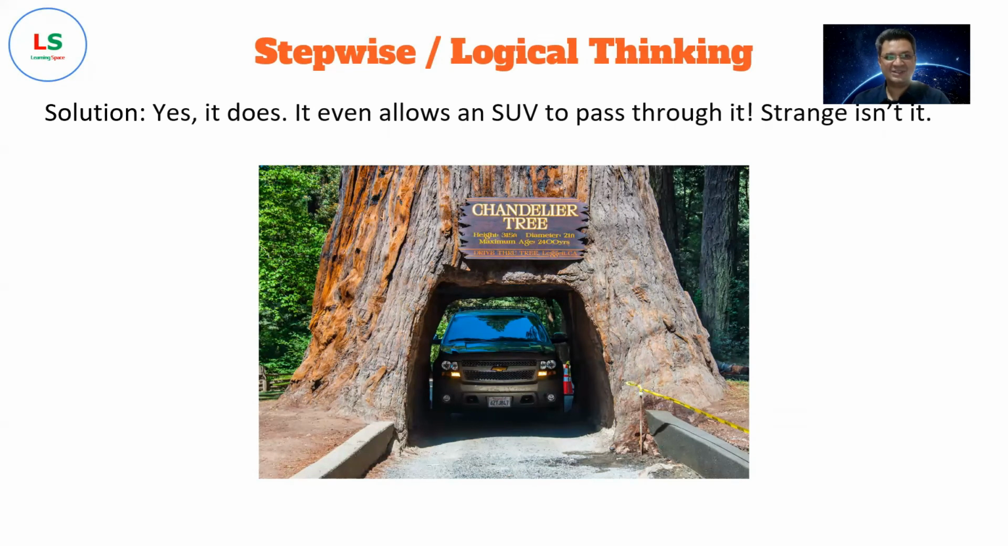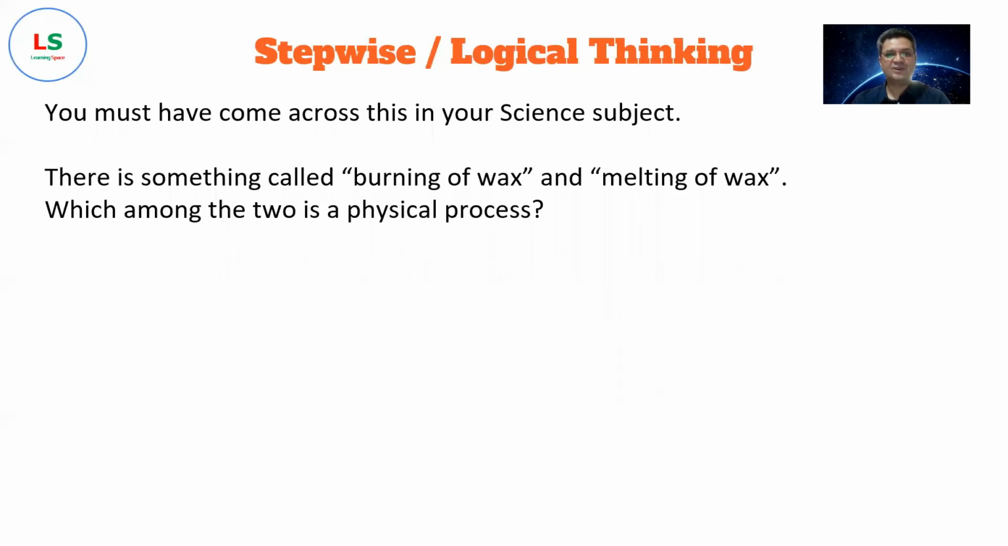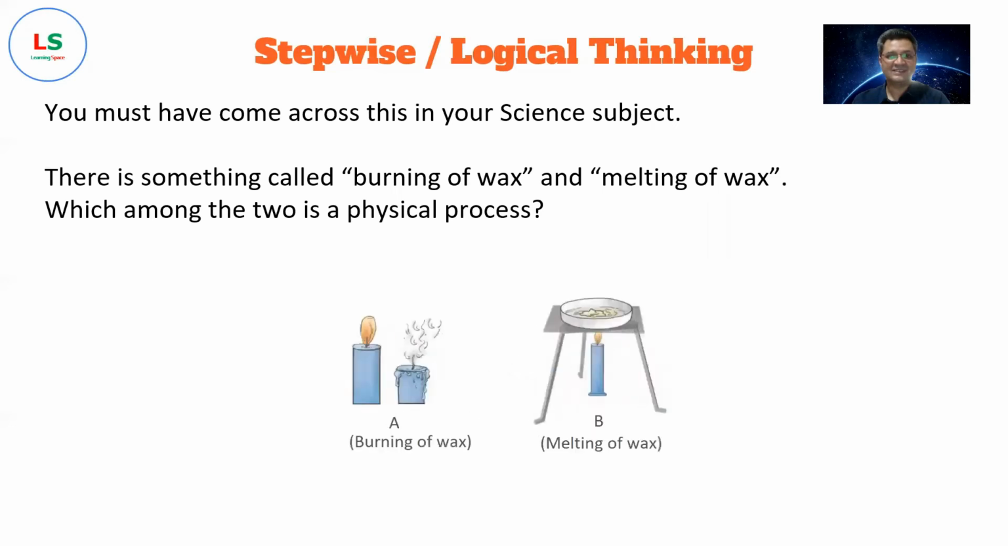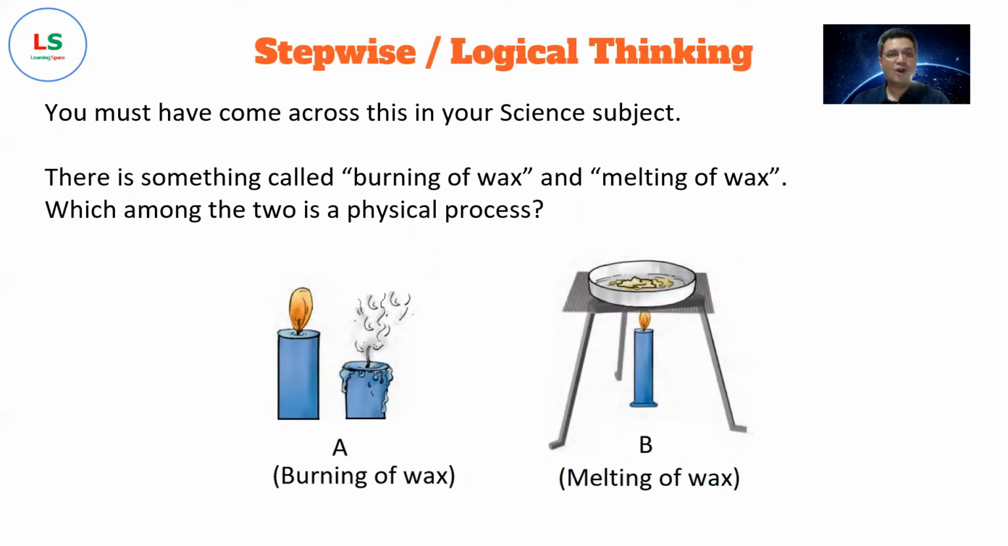Let's have another situation. You must have come across this in your science subject. There is something called burning of wax and melting of wax. Now, which among the two is a physical process? Burning of wax or melting of wax? Put on your thinking cap and keep thinking. Definitely melting of wax is a physical process because no new substances are formed.